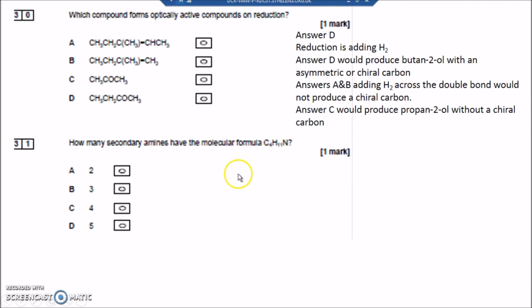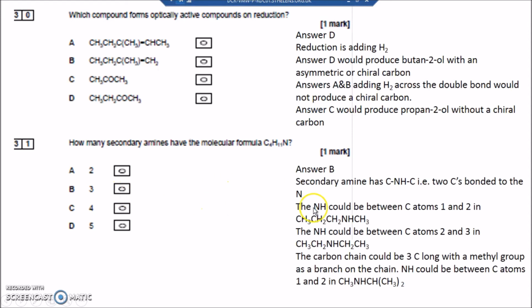C4H11, how could it be? Well, if it was 4 in a line, the N could be between carbon number 1 and carbon number 2. It could be between carbon number 2 and number 3. That would be a possibility. So that's the only way, isn't it? Between 3 and 4 would be the same as between 1 and 2. However, you could have 3 in a line with the nitrogen still in the middle, in between carbon number 1 and carbon number 2, and a methyl group at carbon number 2. It's B. So your answer is B.